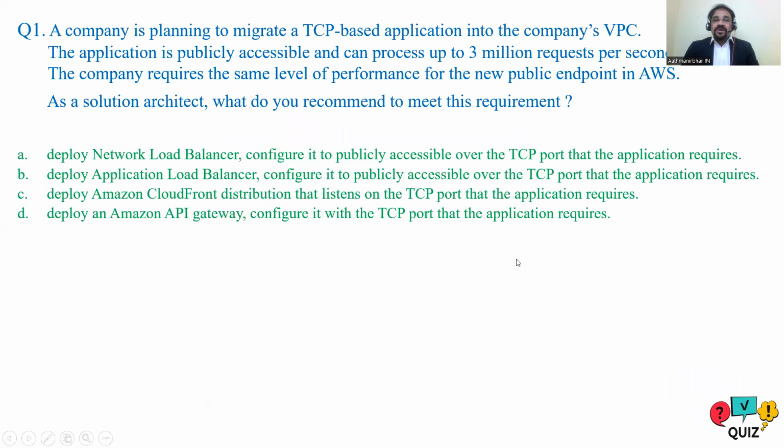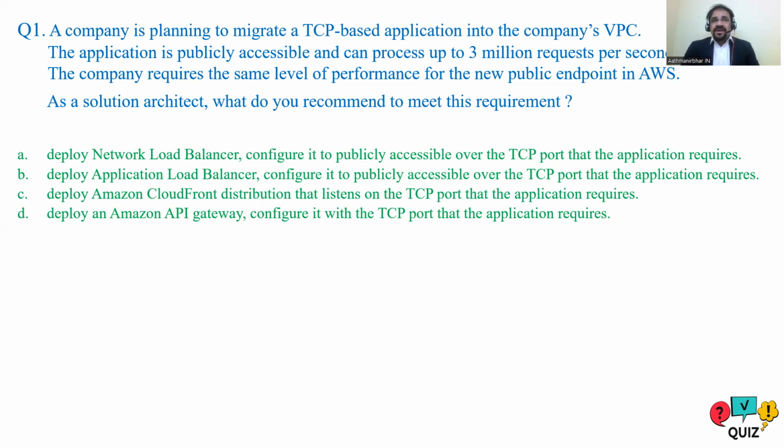A company is planning to migrate a TCP-based application into the company's VPC. The application is publicly accessible and can process up to 3 million requests per second. The company requires the same level of performance for the new public endpoint in AWS. As a solution architect, what do you recommend to meet this requirement? We have 4 options to choose from, and there is only one correct answer. Let's evaluate each of the options.